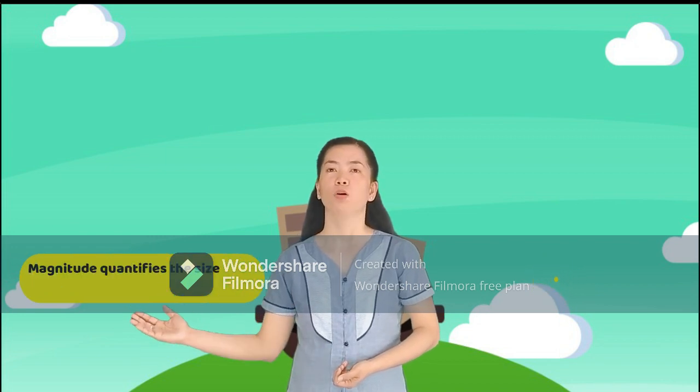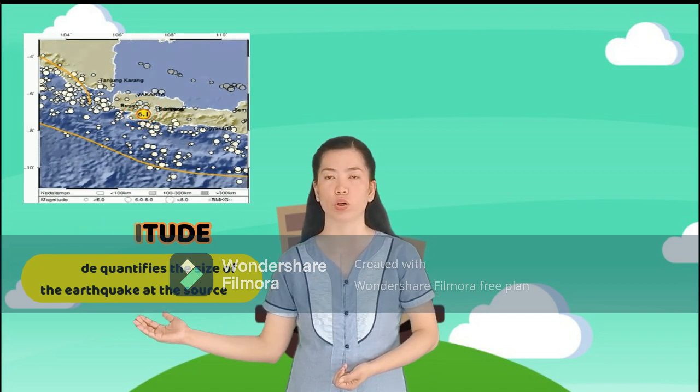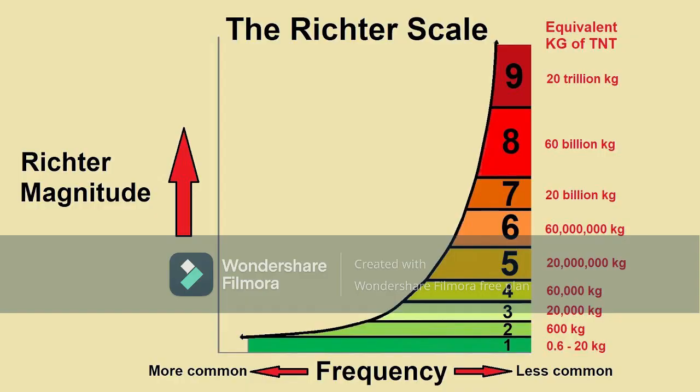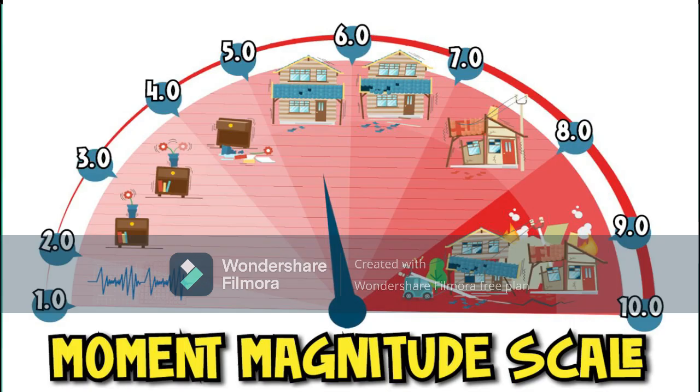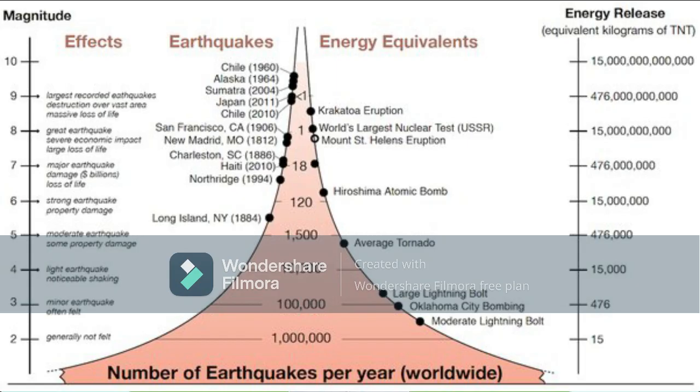Magnitude, on the other hand, quantifies the size of an earthquake based on the amount of energy released at the source. It is measured using the Richter scale or the moment magnitude scale. The Richter scale measures the amplitude of seismic waves, while the moment magnitude scale considers multiple factors such as the area of fault slippage and the rigidity of rocks. Magnitude is a logarithmic scale, meaning each whole number increase represents a tenfold increase in amplitude and about 31.6 times more energy released.